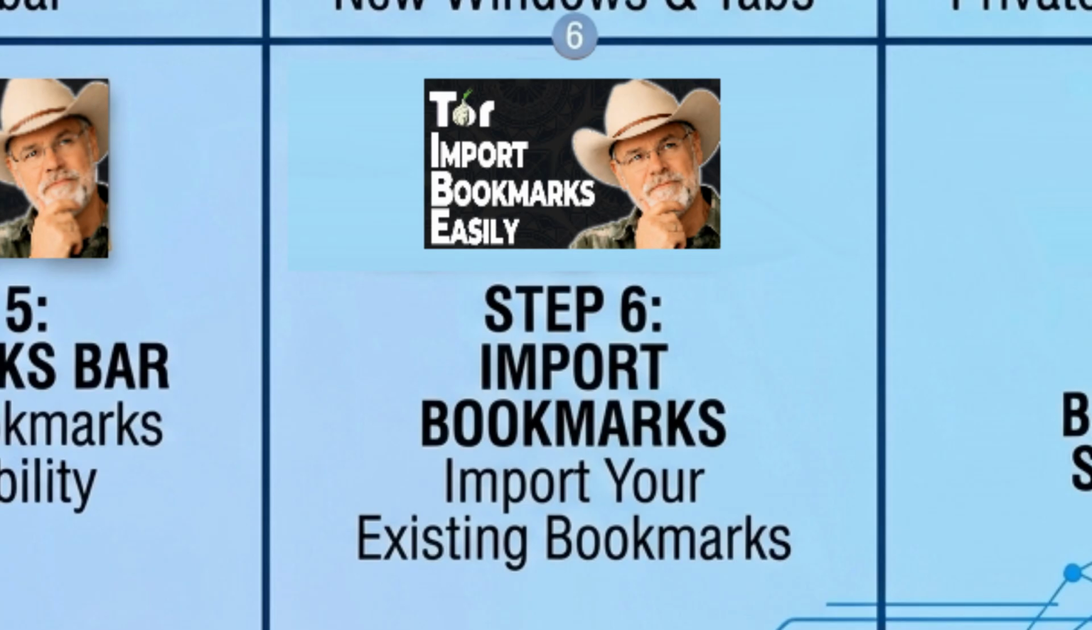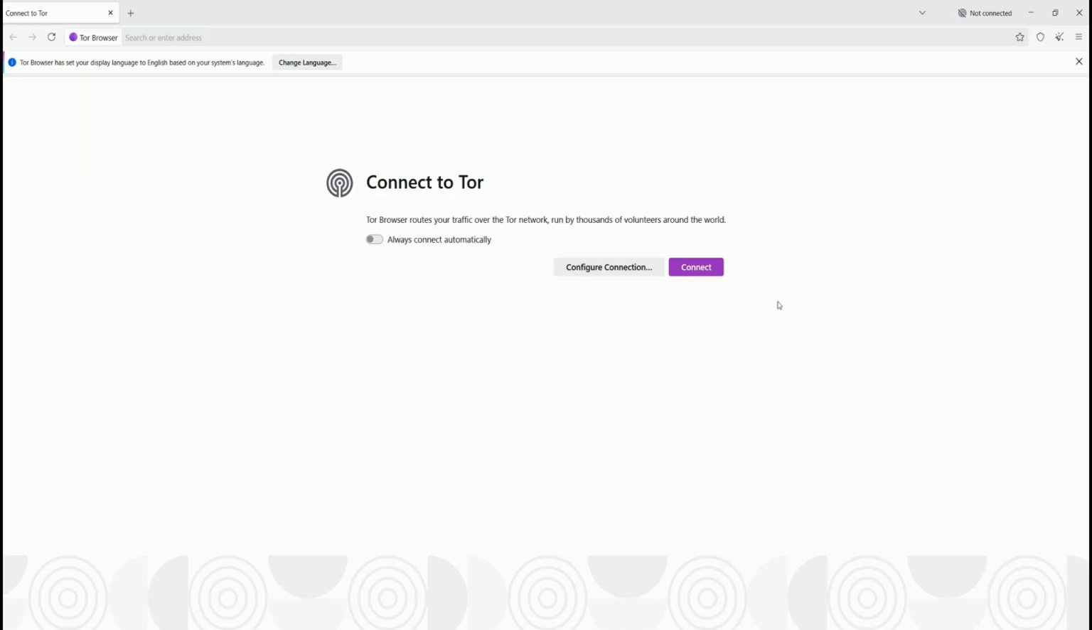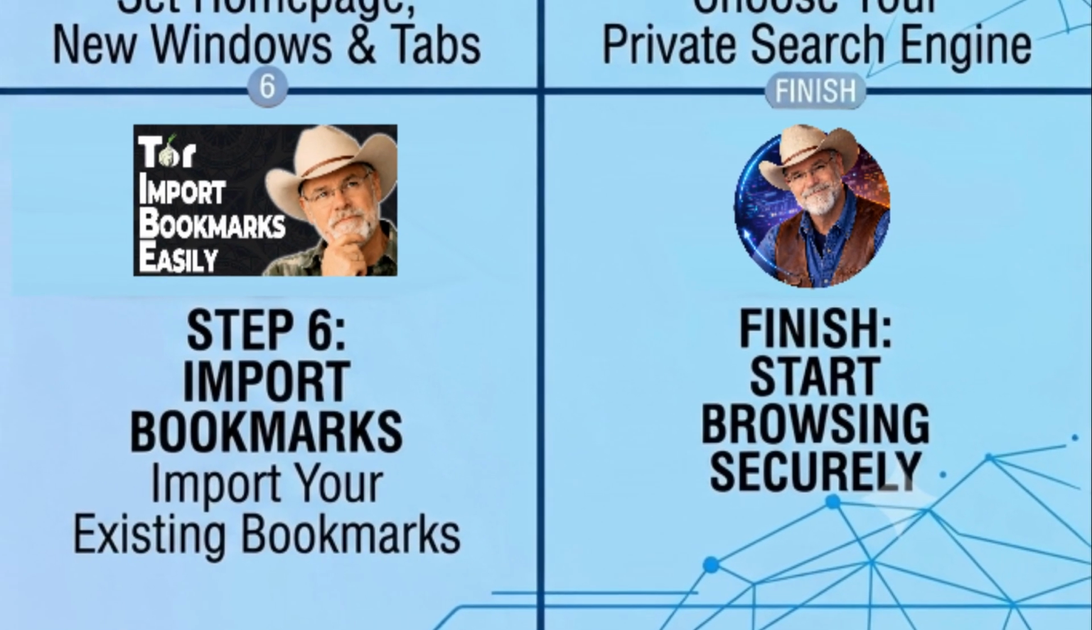And finally, everything is customized, organized, and ready to roll. We have reached the final step. All that's left is to adjust your connection preferences and click Connect to start browsing securely. And that is how you completely configure your setup.